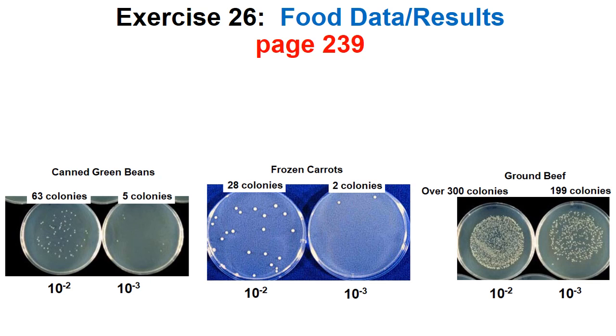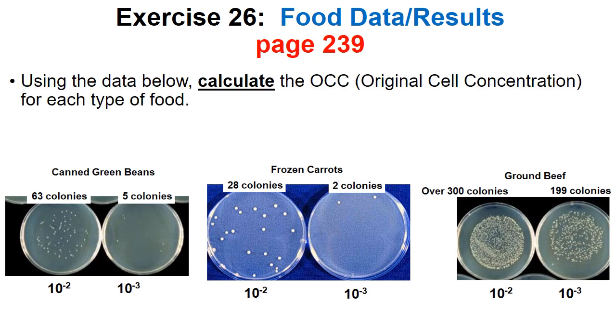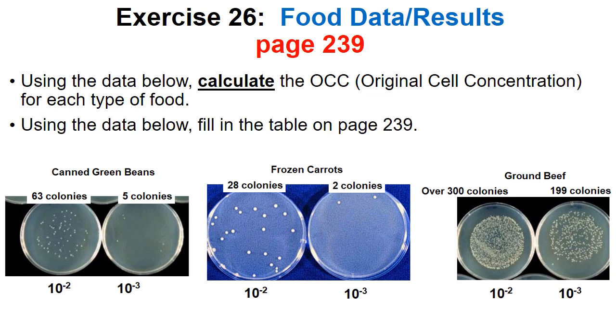Exercise 26, food data results. Since we're not actually doing this experiment in the lab, I'm going to give you hypothetical data. You're going to use the hypothetical data as if you have the plates in front of you in the laboratory. Using the data below, calculate the OCC, original cell concentration, of each type of food or milk. What this is telling us is how many bacteria are actually in, in this case, the food samples. Again, we will not know what kind of microbes are present, just that there are microbes present.